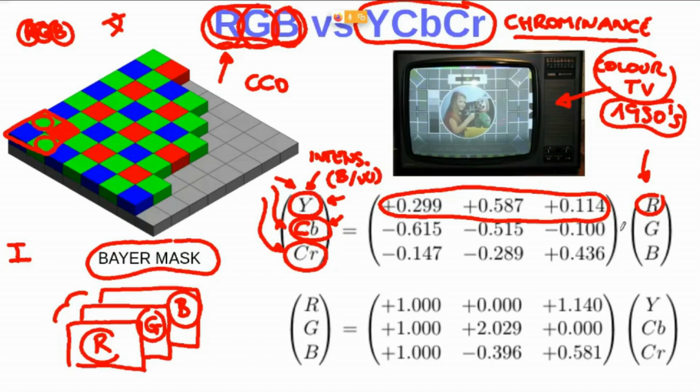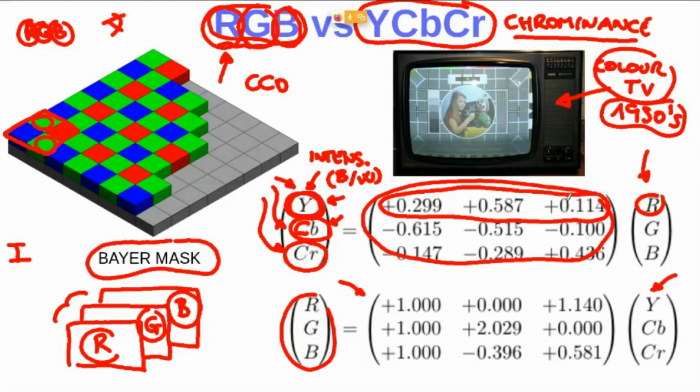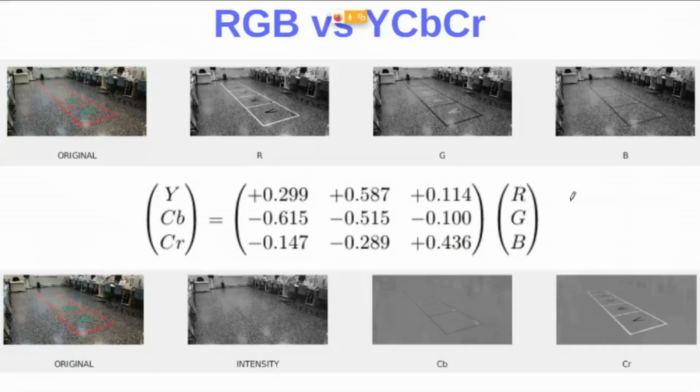But in order to explain this easily, this is the intensity. The blue chrominance is the difference between the intensity and the blue layer, and the red chrominance is the difference between the intensity and the red layer. That's the idea, okay? You also have the counterpart: you can convert any chrominance representation into RGB via the inverse of this matrix, okay?